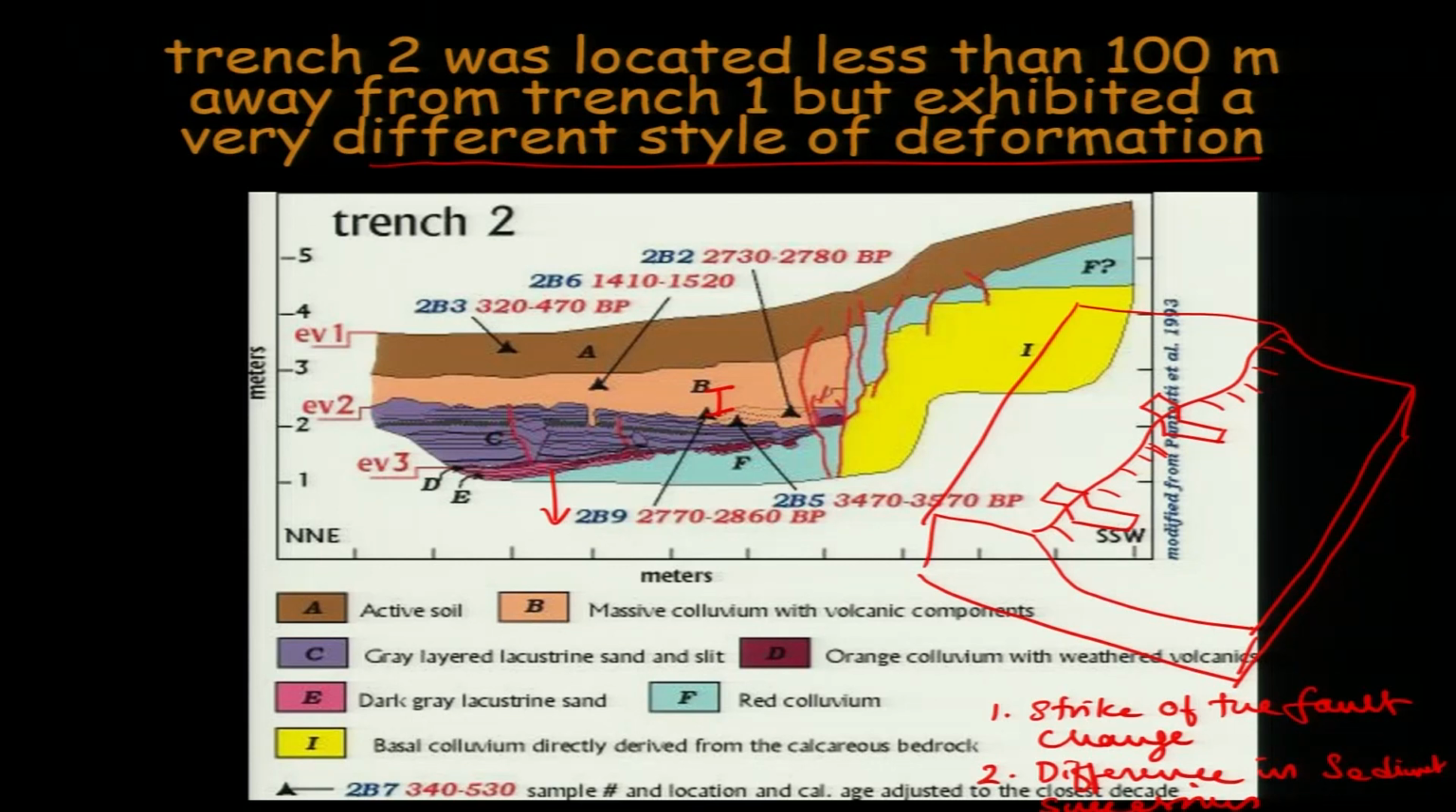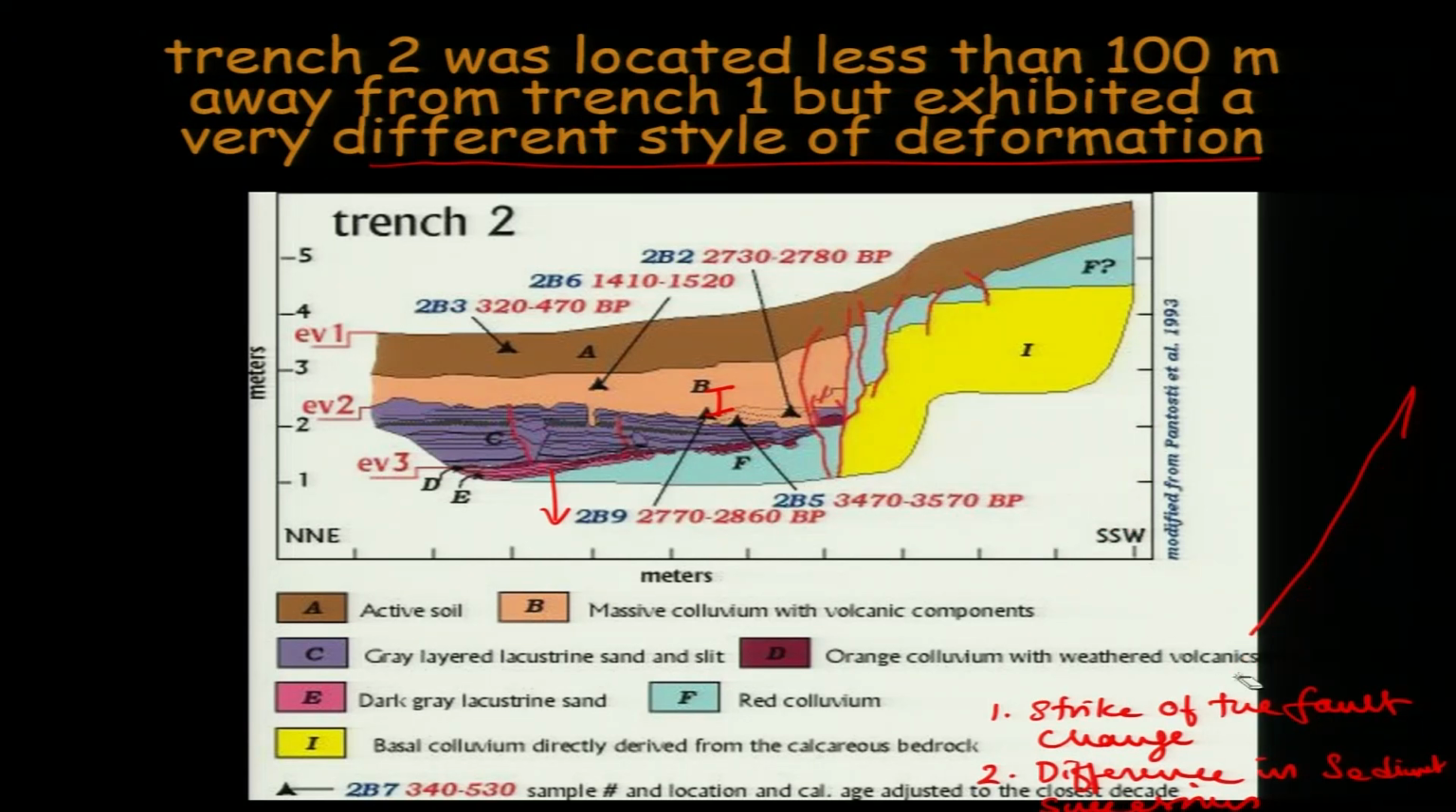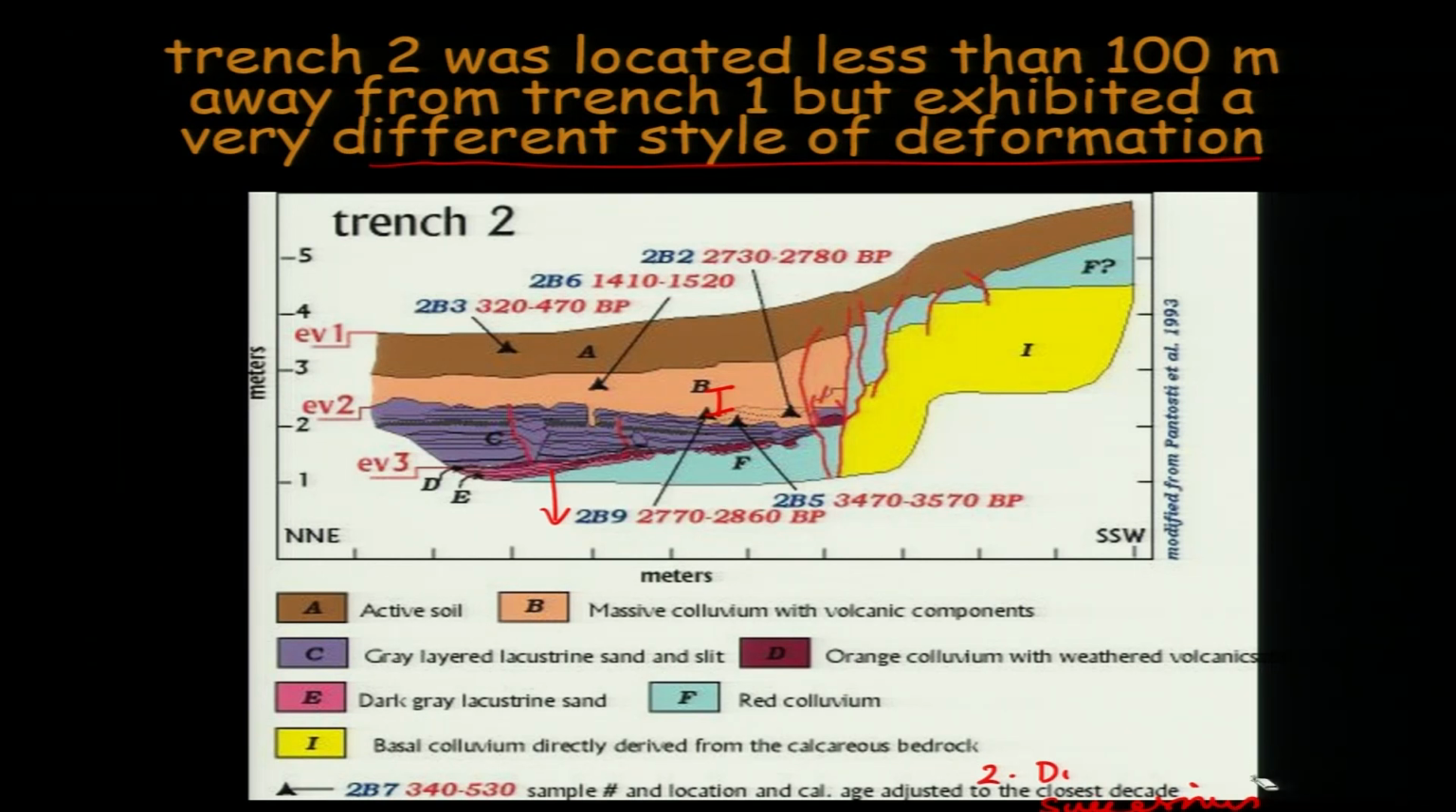So based on this, another important part which comes is, after identifying the event horizon, based on the cross-cutting relationship between different layers or the sedimentary units, the task is to identify the location of the samples for dating. So this is what has been shown here by triangles. These are the locations of different samples which were collected, and the dating is basically done using the C14, carbon 14 dating.